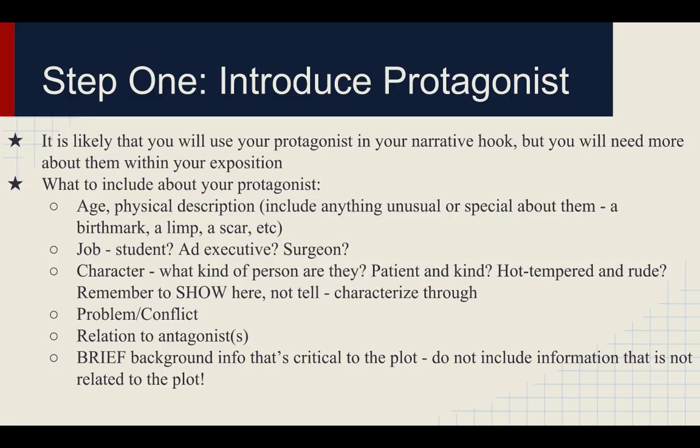So some things to include about your protagonist, and just a word of caution here, you don't have to include all of this. Include information that's important to the story and the conflict as well as the resolution. Don't include a bunch of crazy background information about where they were born and what their parents did and how old they were when they first rode their bike if it's not necessary to the story. Okay? So, things such as age, physical description, anything that's special about them.